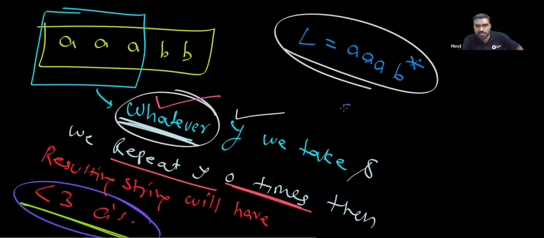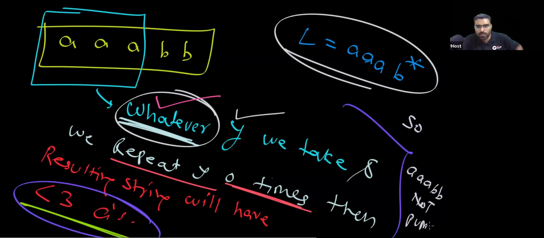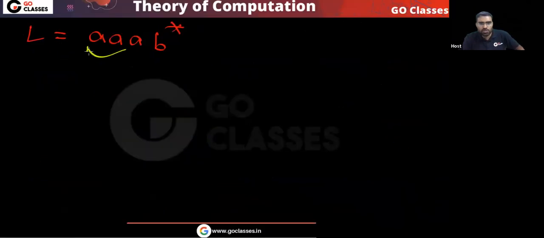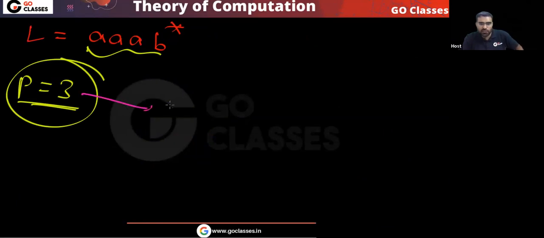So the resulting string does not belong to the language. So can I say this string cannot be pumped? Yes or no? Please tell me, did you understand? Remember, whatever Y you take, any Y you take, that does not work. So can I say this is a violating string? So for this language, if you take P equal to 3, then what are the violating strings? Now can you tell me what are the violating strings?